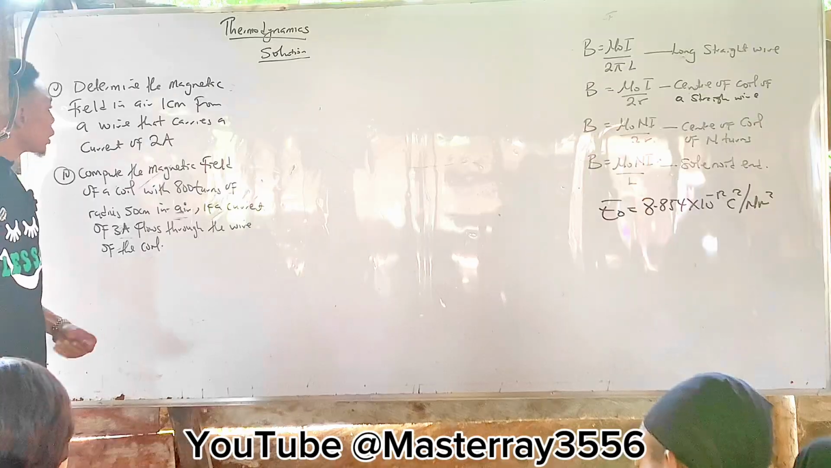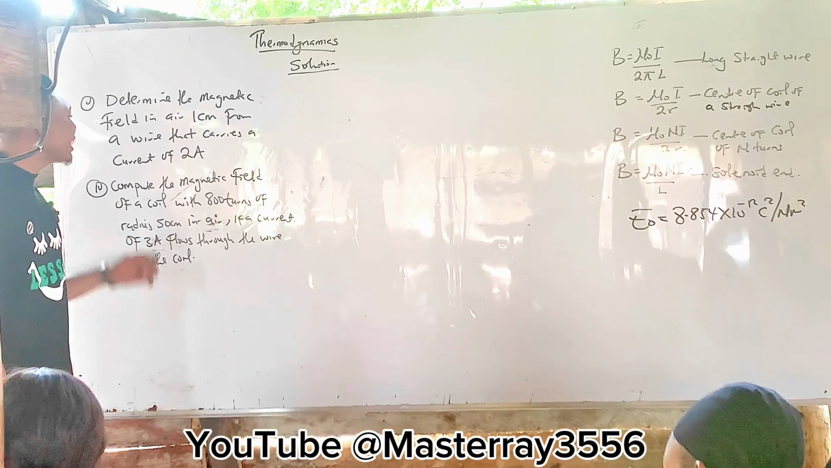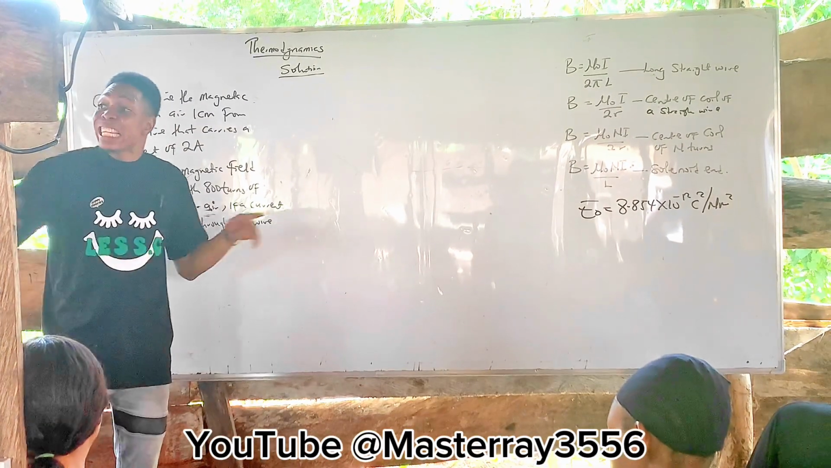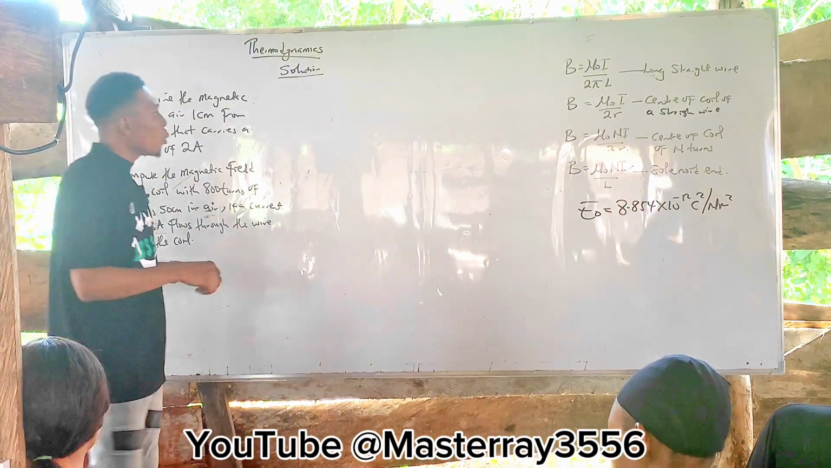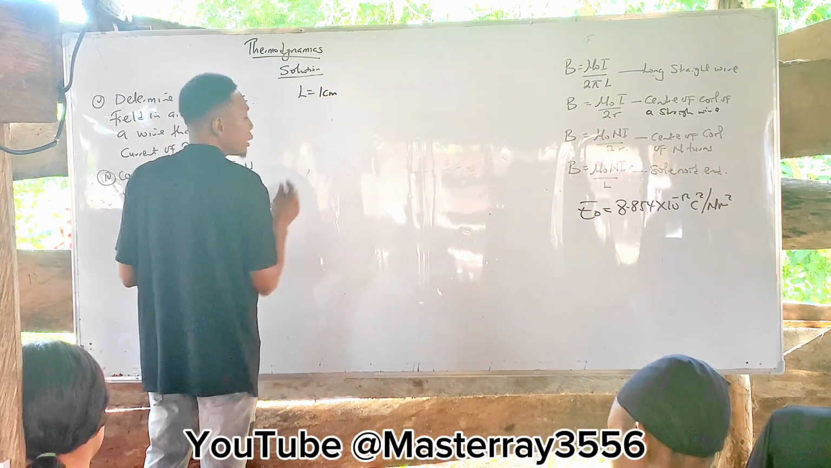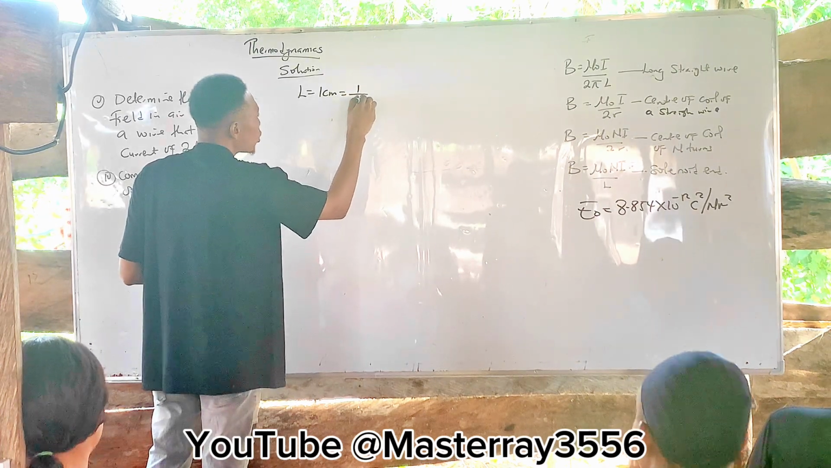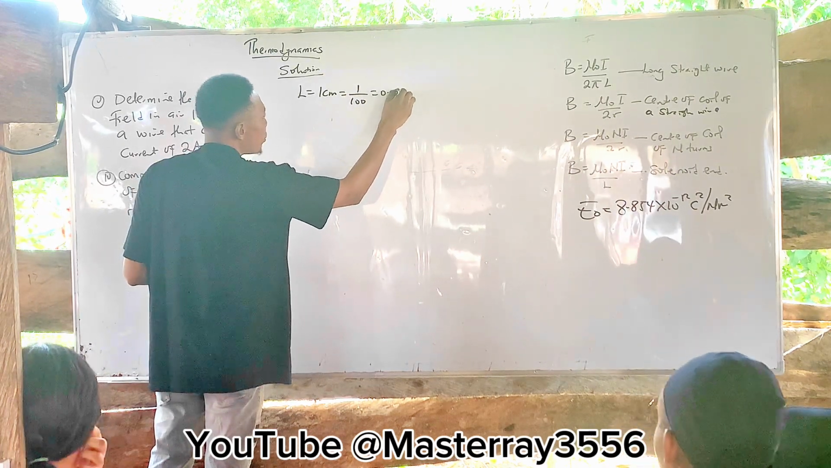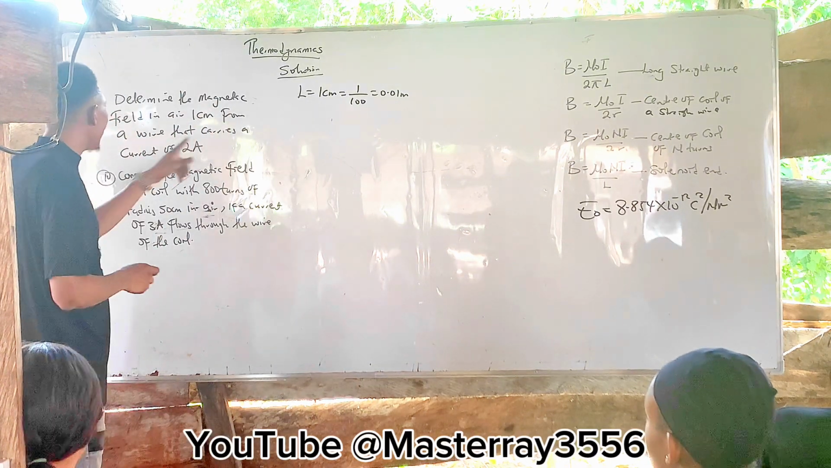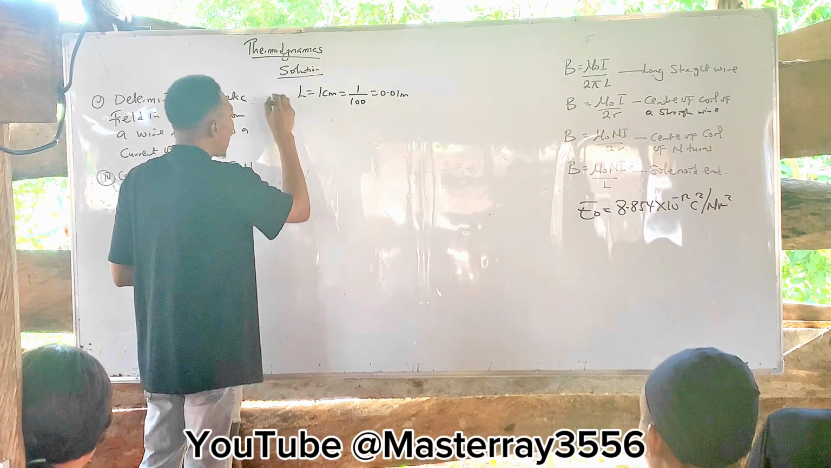Any question, please? Determine the magnetic field in air 1 centimeter from a wire. That should be what? Length. So we are given our length. What is the length? 1 centimeter. Convert to meter, that is 1 over 100, 0.01 meter. Are you following? So we are told that the wire carries a current of 2 ampere. So that's question number 1.